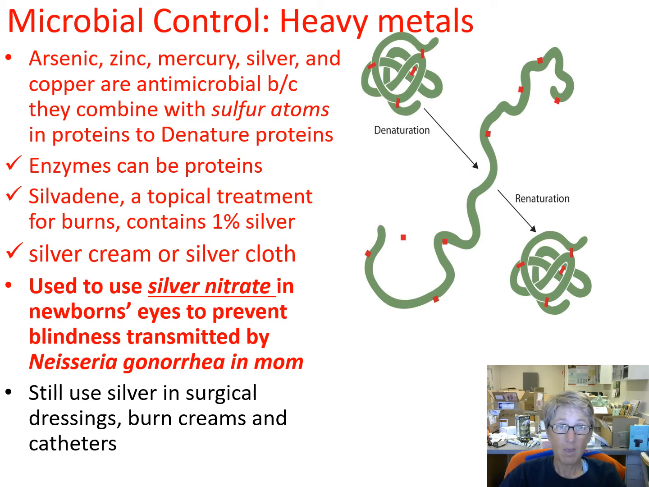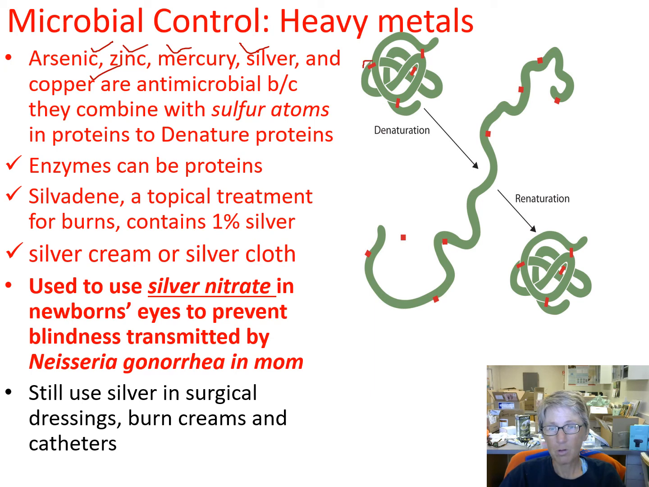Okay, how about using heavy metals as a means to control microbes? So here they are. Here's some heavy metals: arsenic, zinc, mercury, silver, copper. They're all antimicrobial because they combine with sulfur atoms in proteins to denature them.